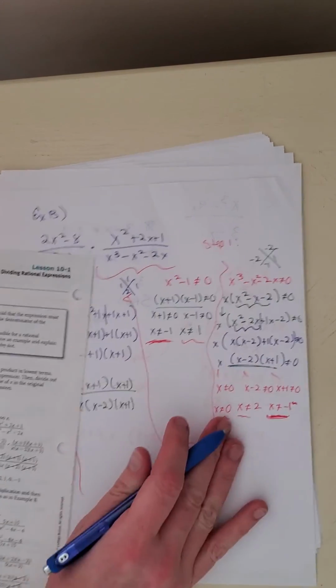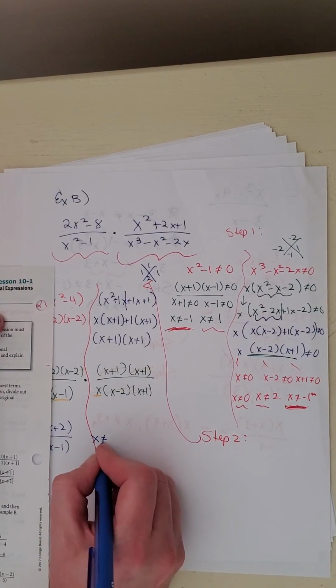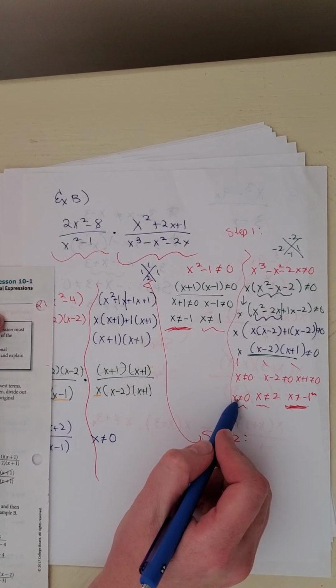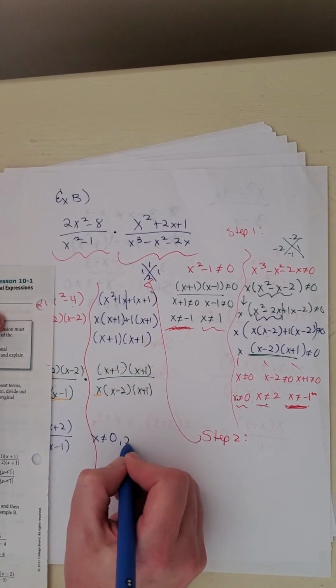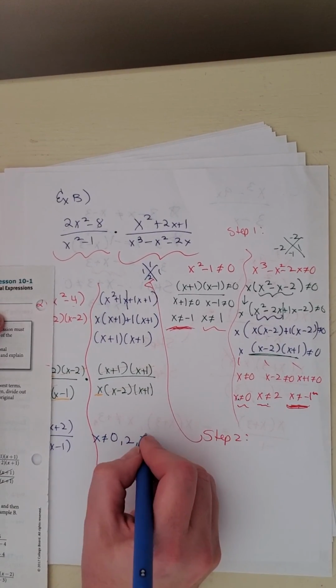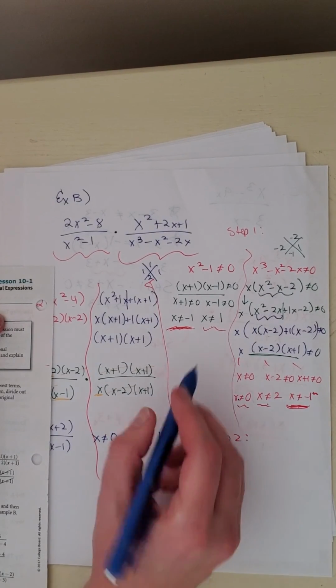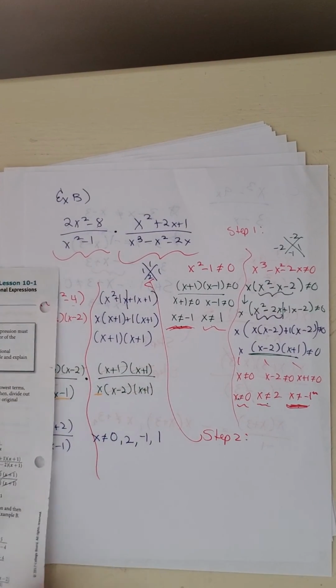They did state their restrictions, so let's put those. x cannot equal 0, 2, negative 1, and 1. And we already have a negative 1, so we don't need to write it again.